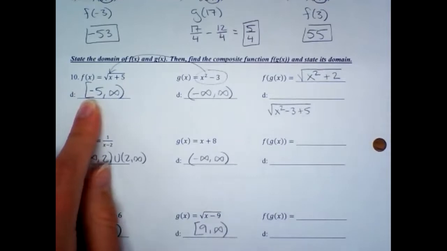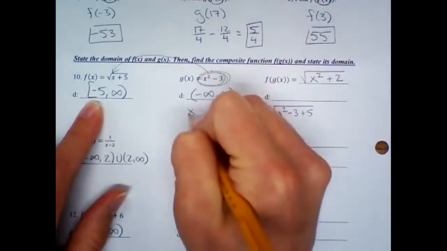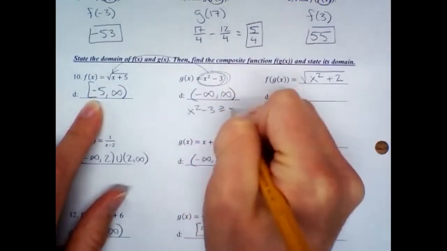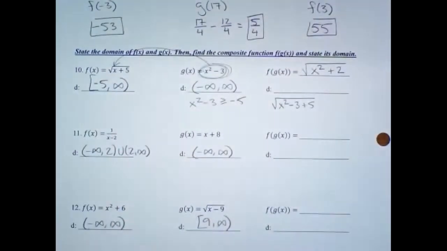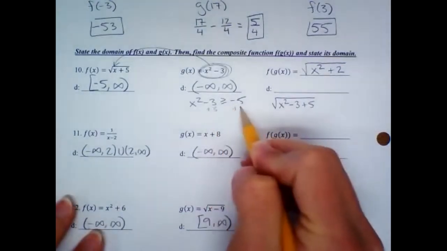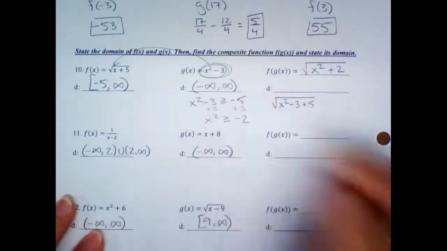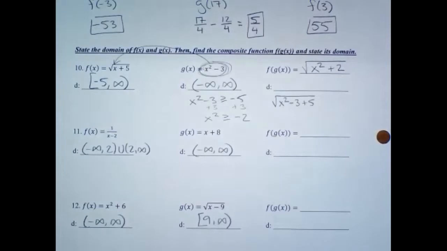No dessert. Okay? So you're going to take G of X, this function right here, X squared minus 3, and say, all right, you have to be bigger than -5, greater than or equal to -5. And then you have to work that out and see where it takes you. What would you do to start solving that? Yeah, plus 3. So you would get X squared is greater than or equal to -2. And then we kind of run into a roadblock there, because you would want to square root, but you can't square root a negative.